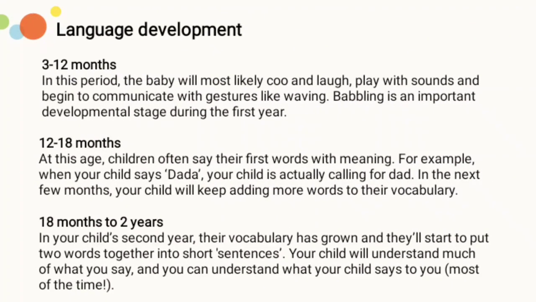Okay, let's talk about the language development. In 3 to 12 months, the baby will most likely coo and laugh, play with sounds, and begin to communicate with gestures like waving. Babbling is an important development stage during the first year.